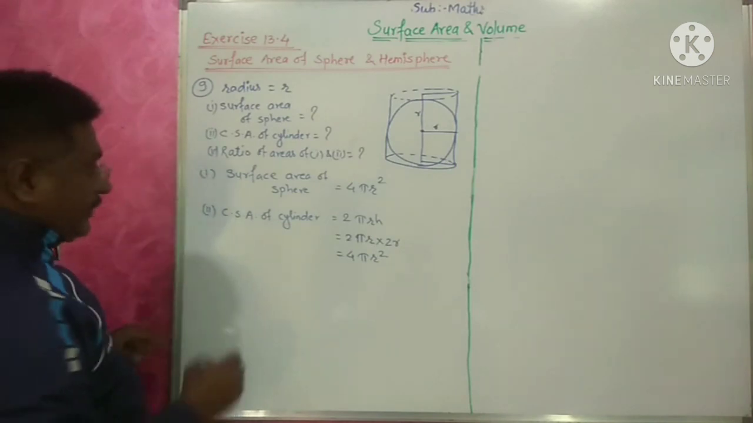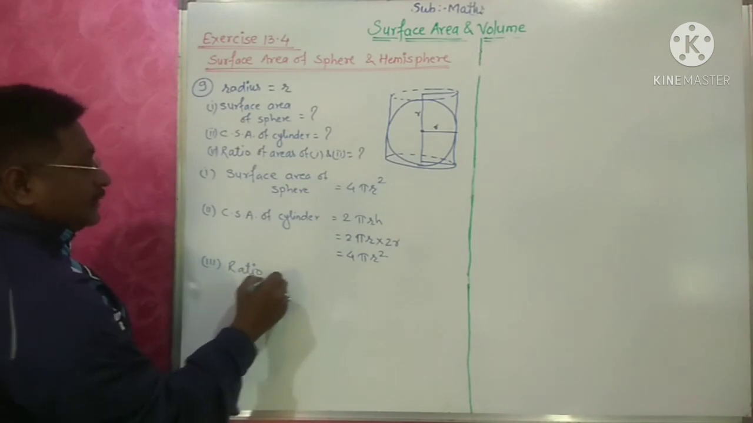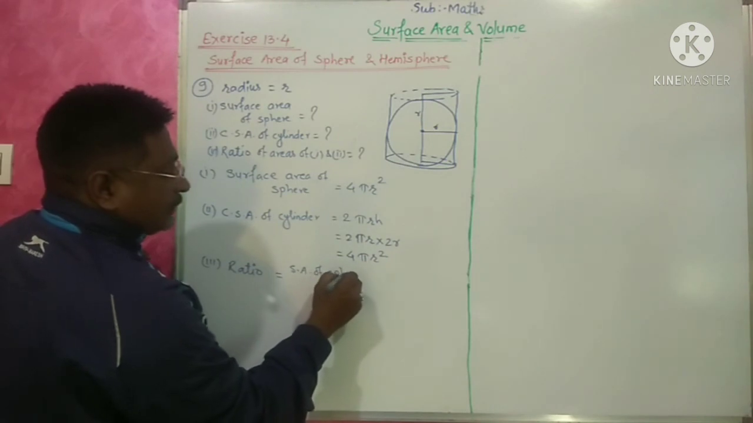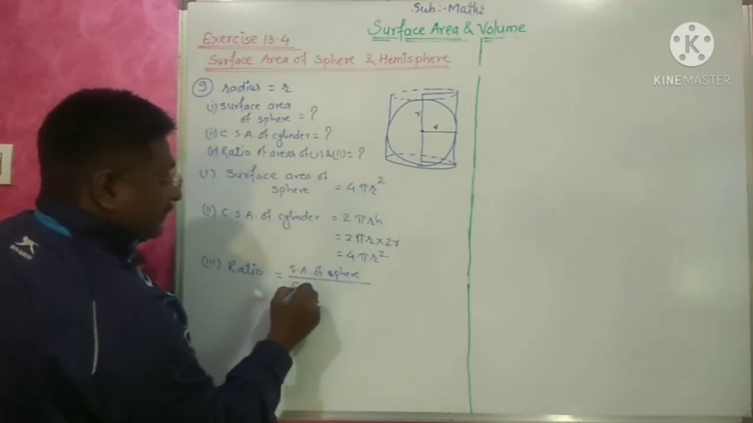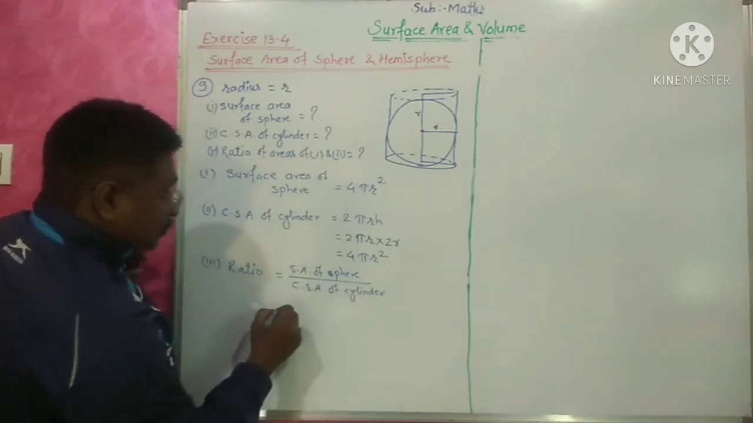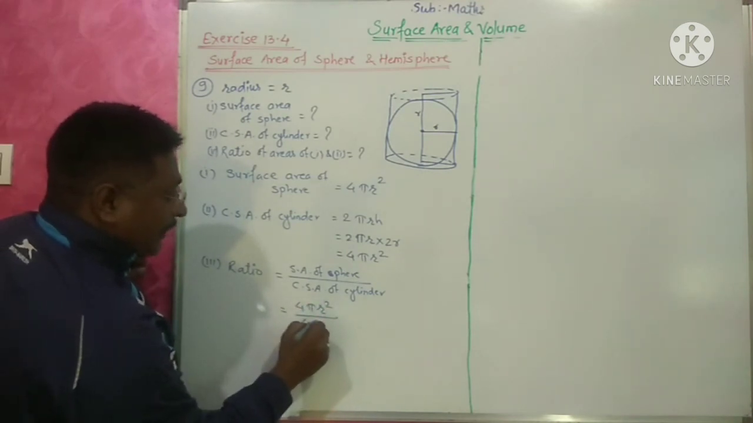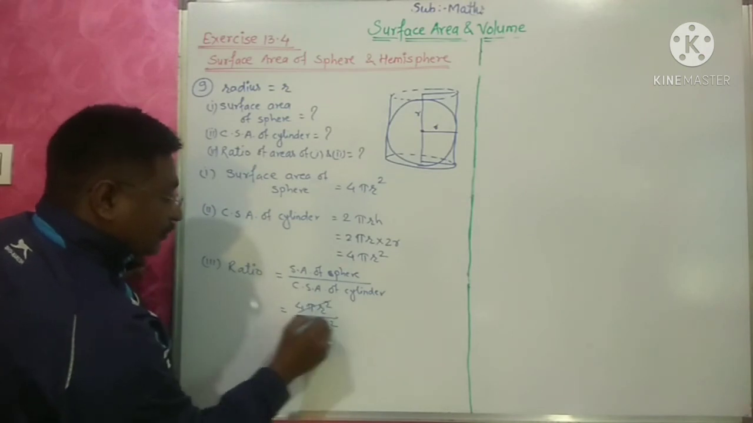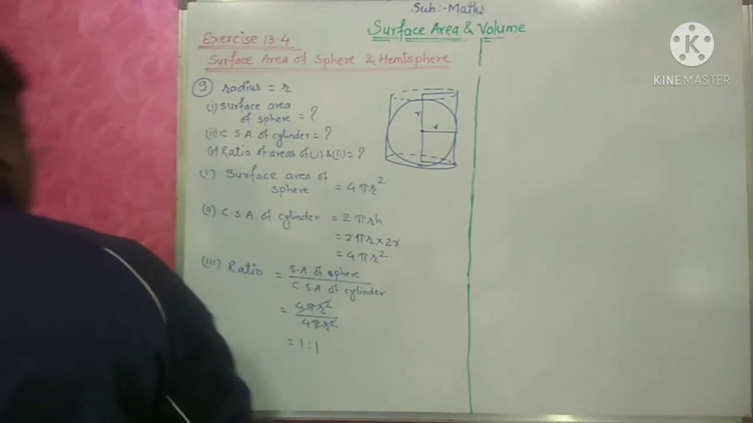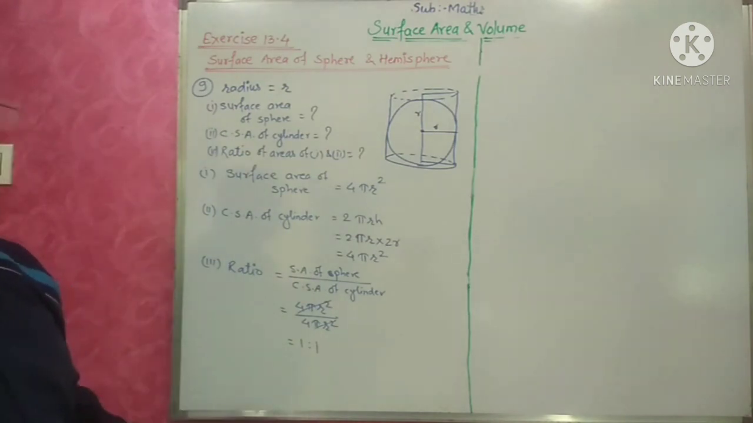Now the third, the ratio. Surface area of sphere by CSA of cylinder. So what will we get? 4 pi r square by 4 pi r square. So this cancels. So we get 1:1. So what is the ratio of this? 1:1. So hope you understand this, student.